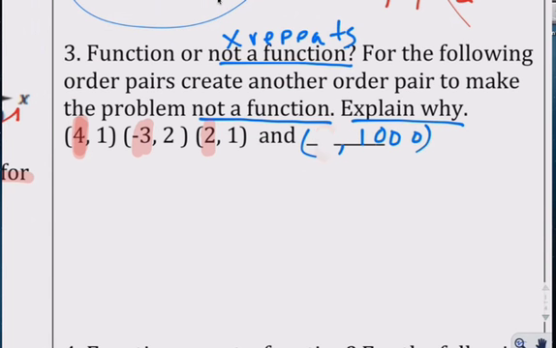Okay, or you can make that a negative 3, so this negative 3 will repeat. Or make it another 2 here, so the 2 can repeat. So anything you want, we'll leave it as a 2. As long as the domain repeats, it's no longer a function. Okay?